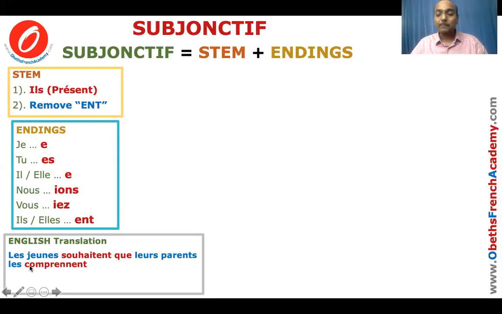We have got the stem by going to the ILS form of the present tense, and we have removed ENT. And when the subject is parents, it is something like they, ILS. So again, we need to put ENT. So the subjunctive ending and the present tense ending look the same.